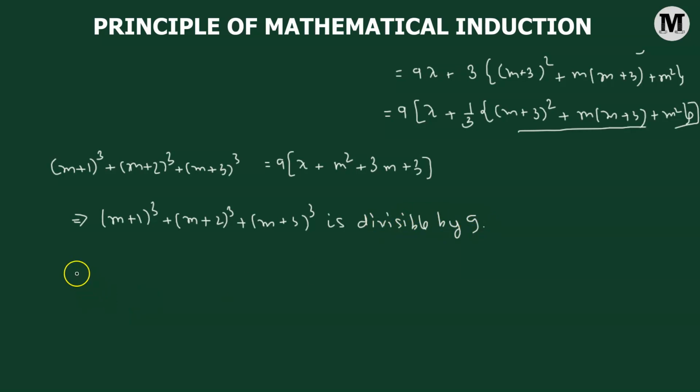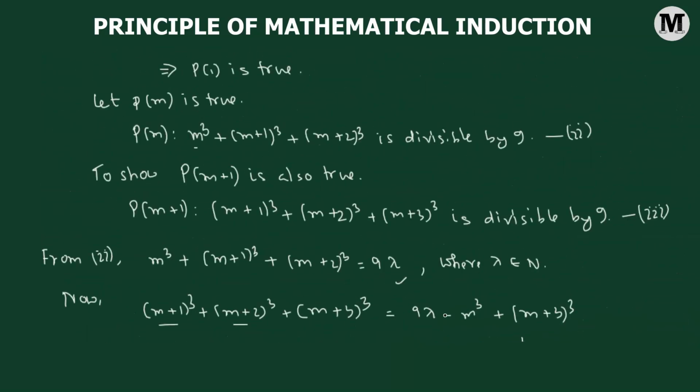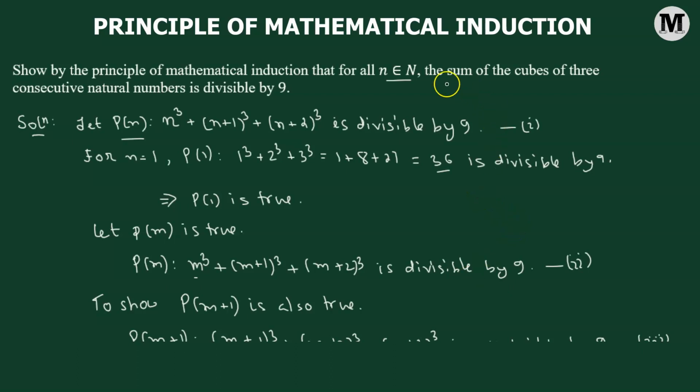If it is divisible by 9, that tells us that the statement P of m plus 1 is a true statement. So we are successful in verifying that the statement P of m plus 1 is true, which means that we can generalize this statement and we can say that P of n is a true statement, so a true statement for all values of n belonging to the set of natural numbers. That means by taking help of the principle of mathematical induction, we were successful in showing that the sum of the cubes of three consecutive natural numbers is always going to be divisible by 9 for any natural number that we pick up. Hence proved.